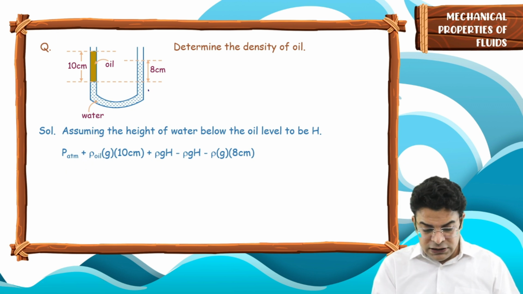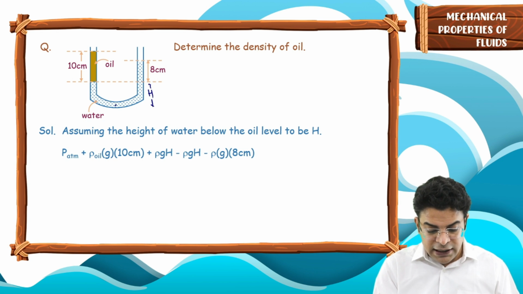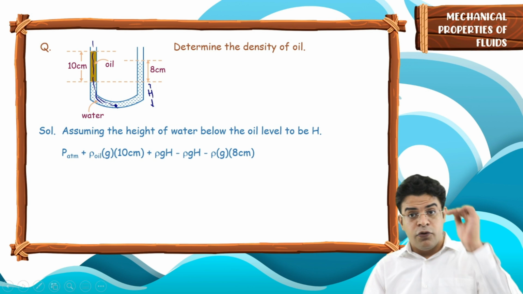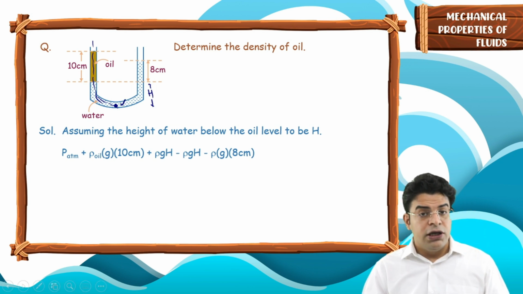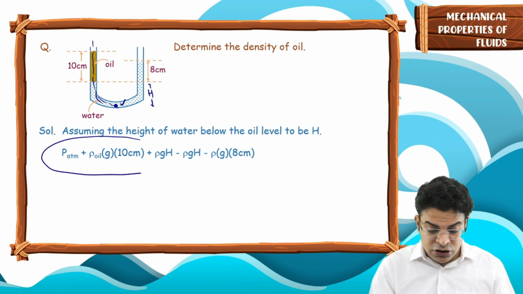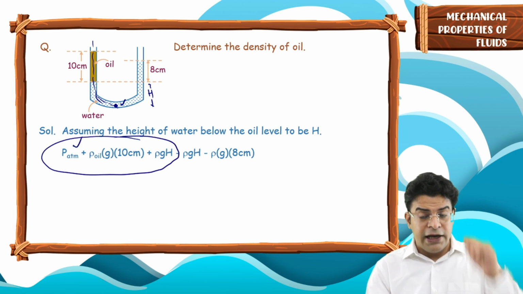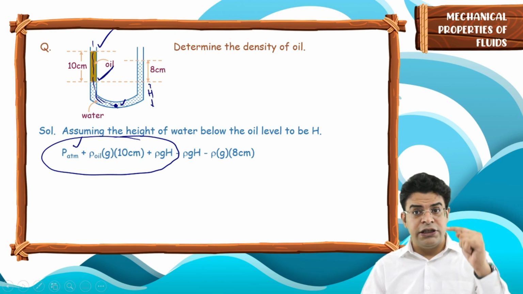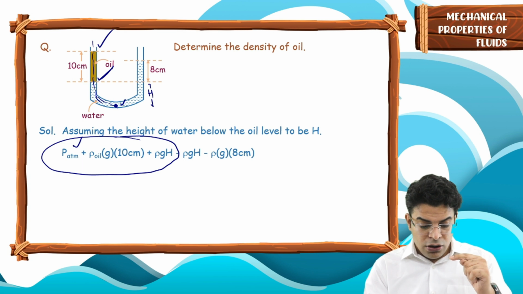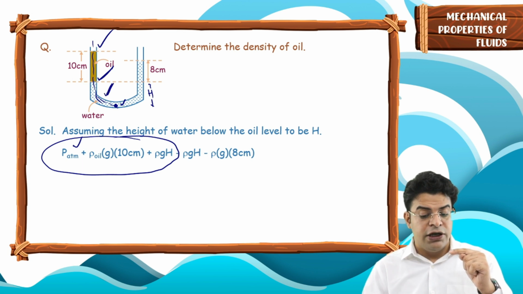Now if this height of fluid is h, then at this point you are moving further down, and as you move down in the fluid, because of gravity the pressure increases. So at this point, the lowest point, you will write the pressure as this much term. How? P atm at the top plus rho oil g into 10 plus density of water into g into h.